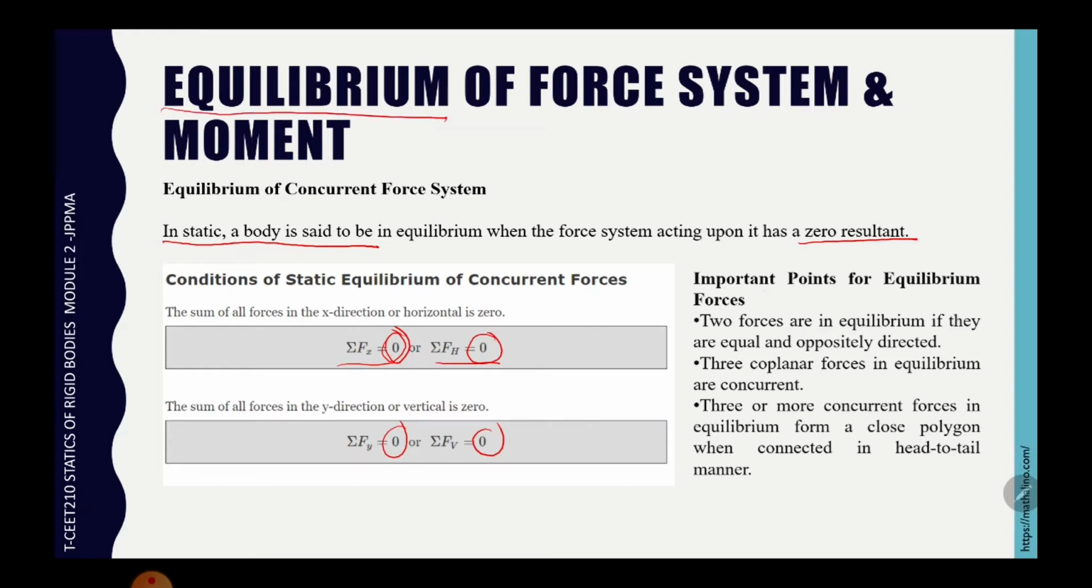So, important points for equilibrium. Two forces are in equilibrium if they are equal and oppositely directed. Three coplanar forces in equilibrium are concurrent. Three or more concurrent forces in equilibrium form a closed polygon when connected in head-tail manner.